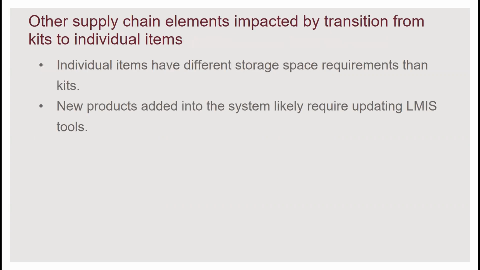Finally, we have to consider that the transition from kits to individual items can impact other elements of the supply chain. For example, we'll now need to store products differently. They will need to be stored now as individual items, likely on shelves, and not just pallets of cartons containing kits. This can also require more manpower to manage the products.